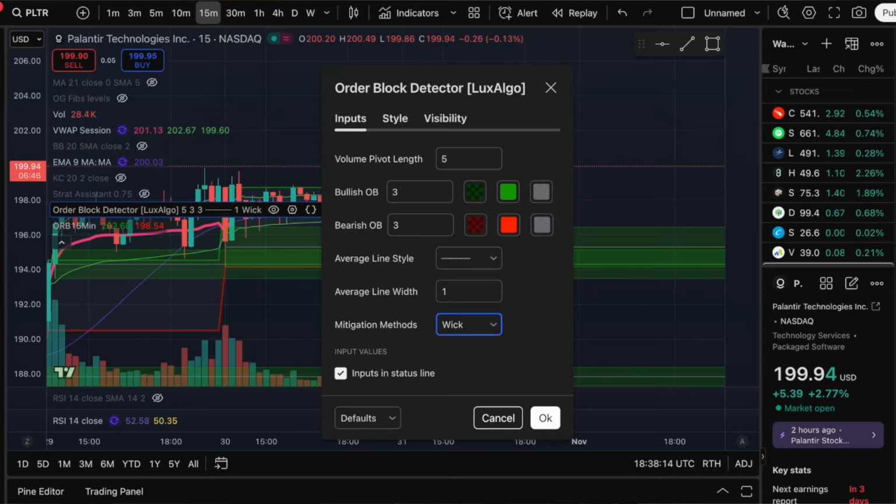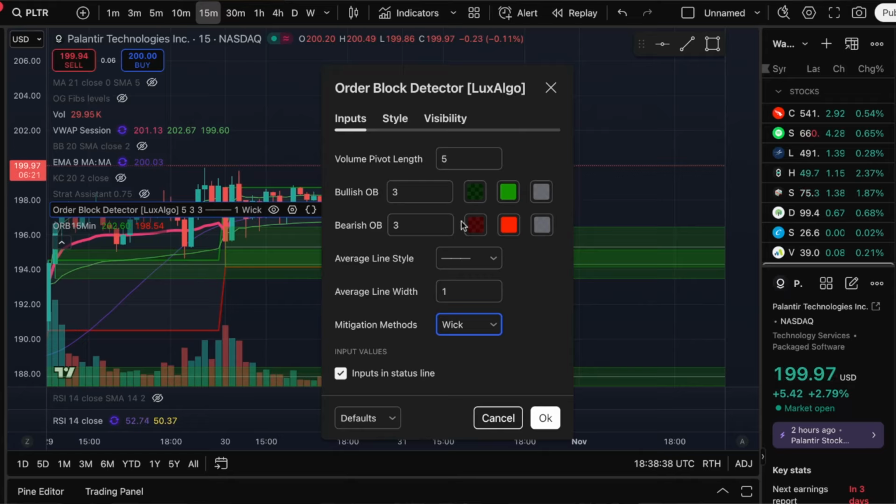And I feel like with close, if you're drawing your levels from where a stock closes, you're only getting a part of the story. So the wicks tell me the whole story. It tells me, okay, this is the absolute highest it's been. This is the absolute lowest it's been. I know that it closed somewhere in between here, but I also know the full range. All right, so we want to have that set to wick.